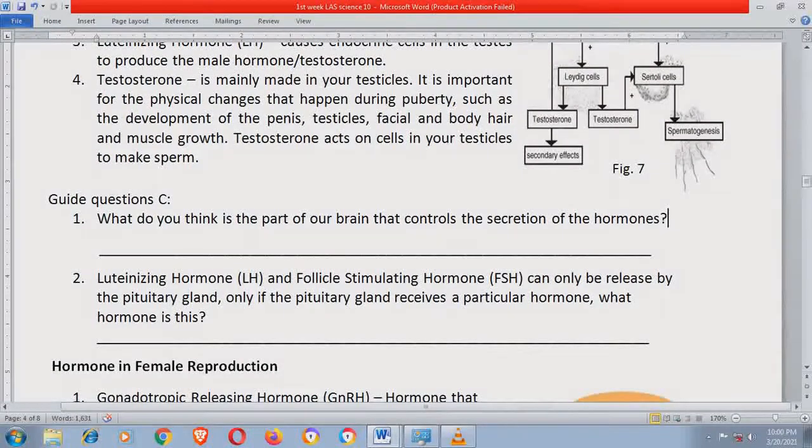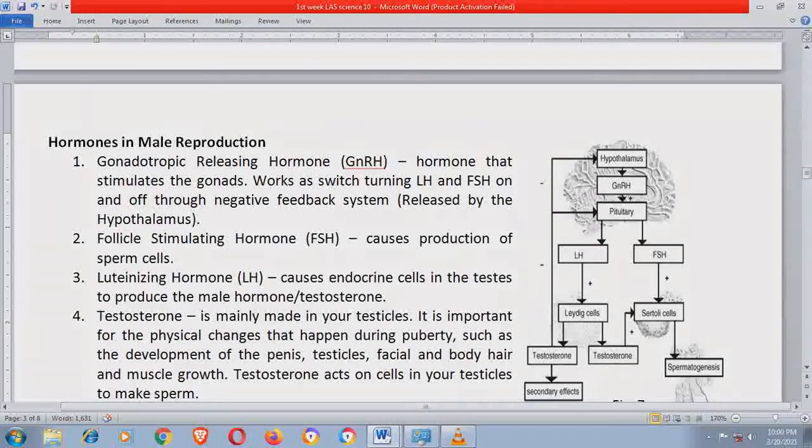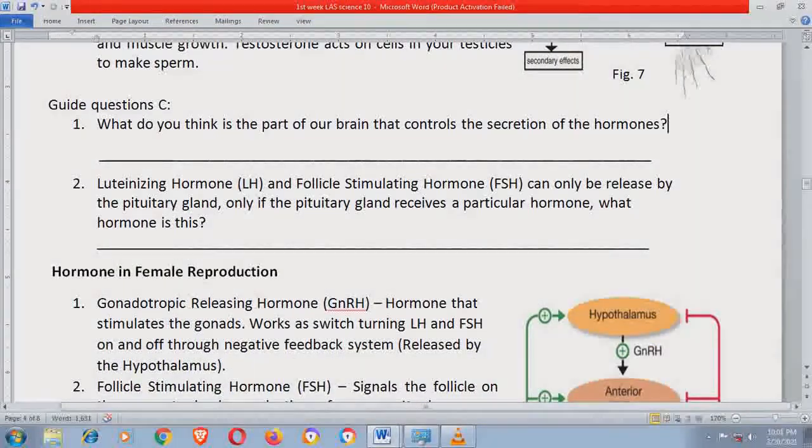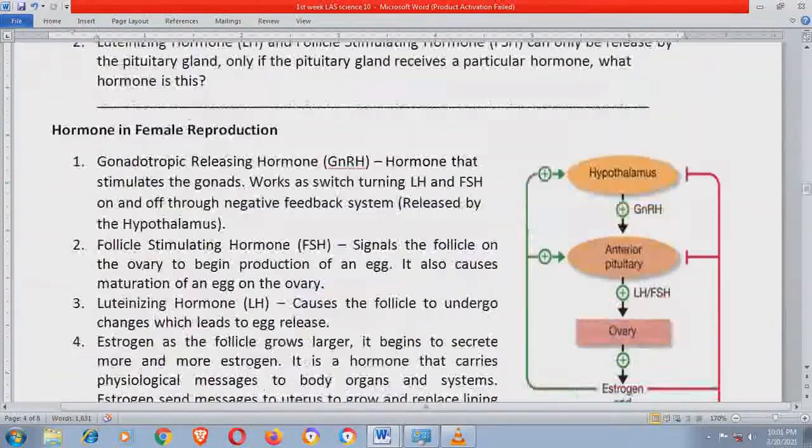So, guide C. What do you think is the part of our brain that controls the secretion of the hormones? So, syempre, tingin ka dito, ano yung nasa pinakataas? Ayan. Luteinizing hormone and follicle stimulating hormone can only be released by the pituitary gland only if the pituitary gland receives a particular hormone. What hormone is this? So, basahin nyo lang ulit kung sasagutan yan. Kaya-kaya niya. Now, let's go to the girls.